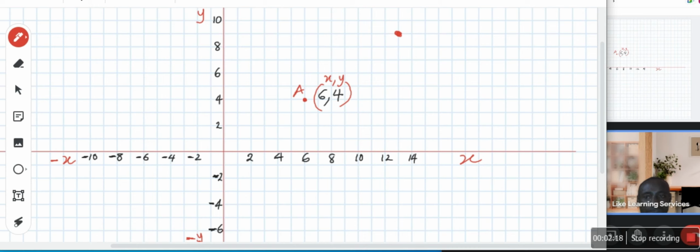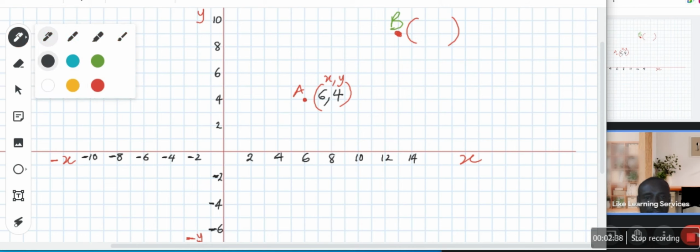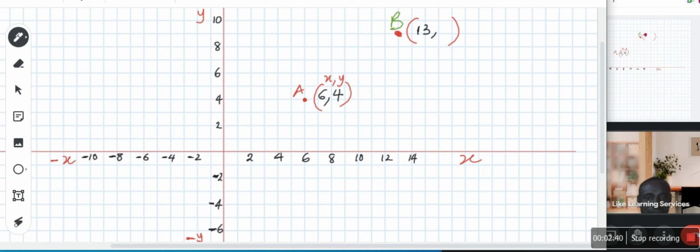Okay, give me the coordinate of this point. I'm going to call it B. Give me the coordinate of this B. 13. Okay, not quite. 13, comma 9, that's correct. On x is 13, and then on y is 9.